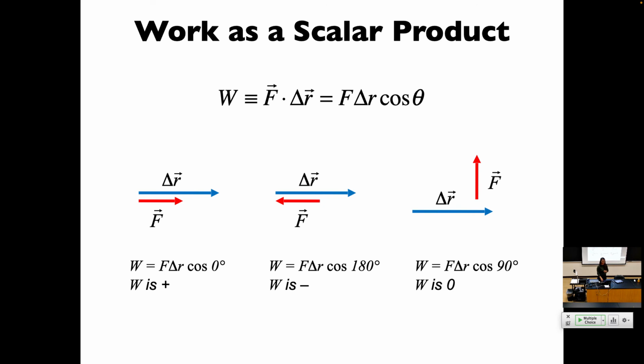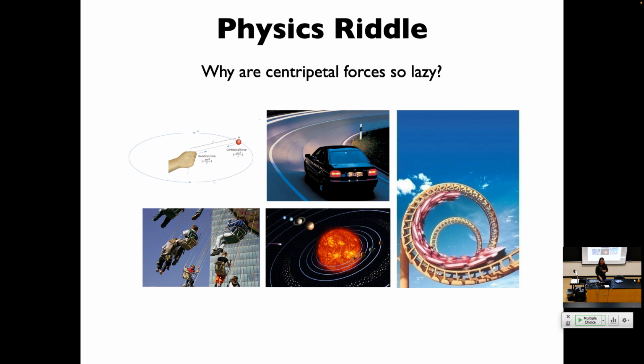Okay, so here's our second physics riddle of the day. Why are centripetal forces so lazy? So I want you to think about the force versus the displacement. Which way does the centripetal force point? Towards the center of a circle. Which way is the displacement? Around the circle. Those are perpendicular because that's tangential. So you have a tangential displacement, a radial force. Doesn't exist. They never do any work. Okay, that's why they're so lazy. Thank you for that. Okay, I'll be here all week.